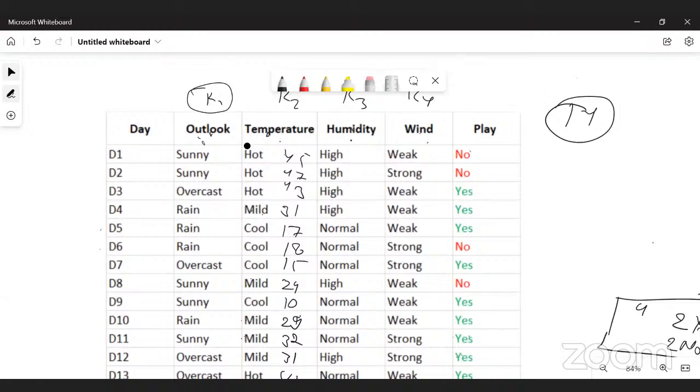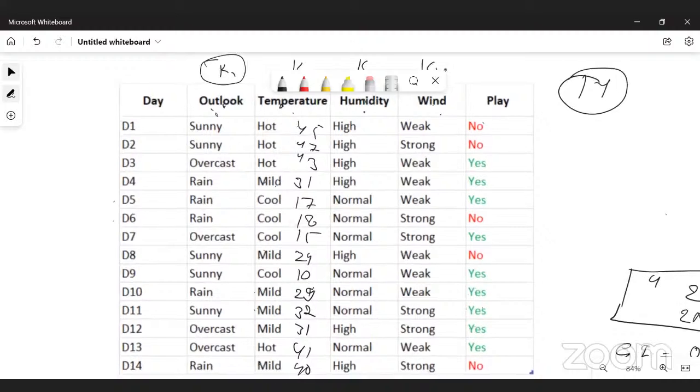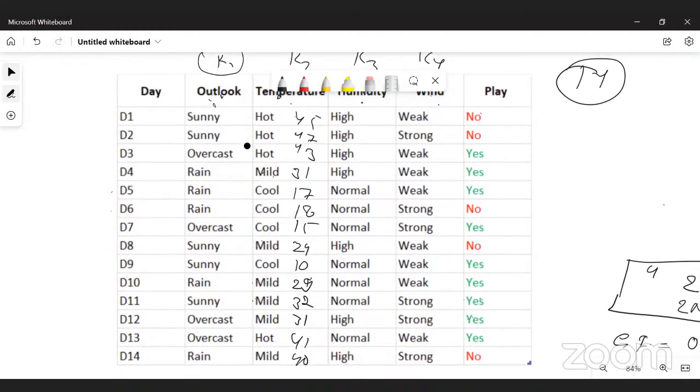So how will you find the Gini index if you are splitting according to temperature? Any idea? Remember, first we have to find which threshold to use, right? If we are splitting according to temperature, how will you find the threshold first? We can see the minimum and the maximum, and find the middle point in that.